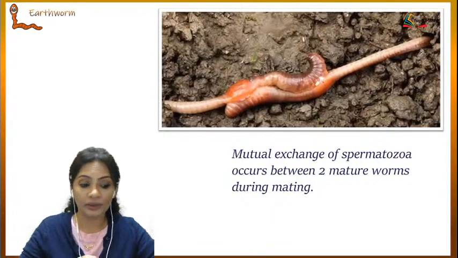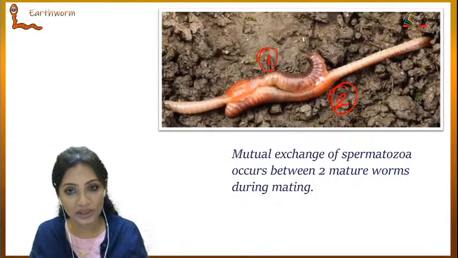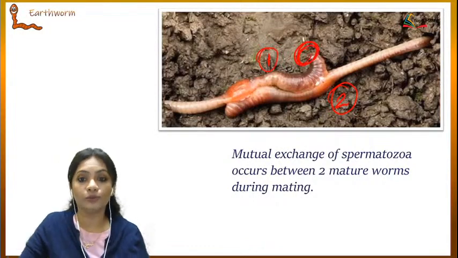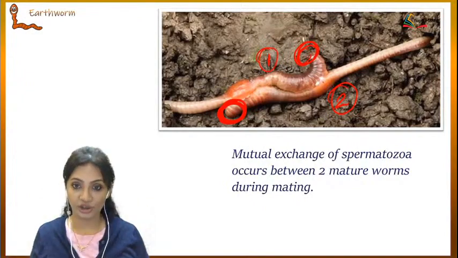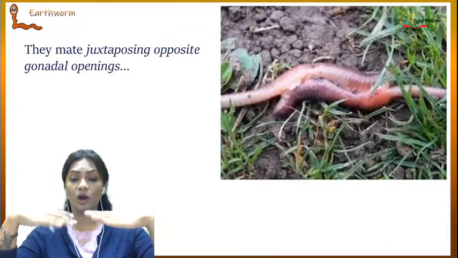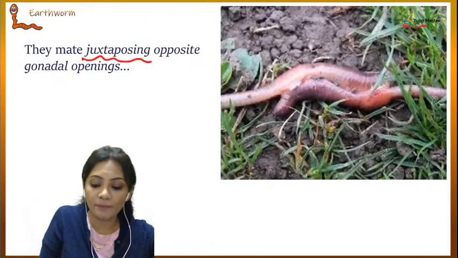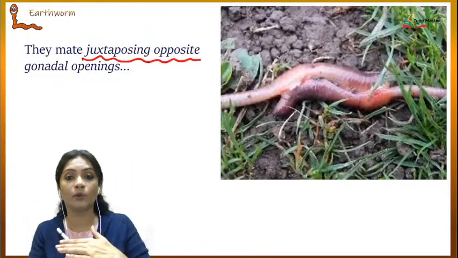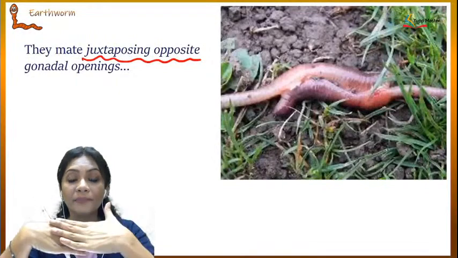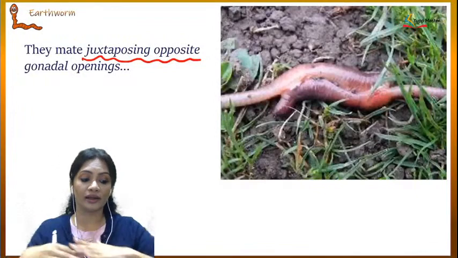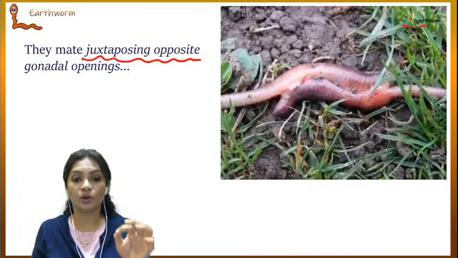Now, in this diagram, there is one worm over here and another worm over here. Can you see that this is the anterior end of one worm and this is the anterior end of the other worm? So they are in opposite directions. When they are in opposite directions, we can call this type of mating juxtaposing. Juxtaposing means that they are very close to each other and situated with opposite gonadal openings. So we see here that they mate juxtaposing opposite gonadal openings.